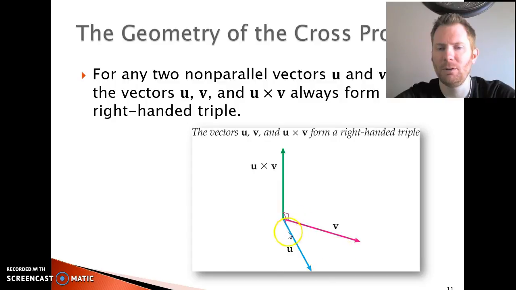If you imagine putting your index finger in the direction of u and your middle finger in the direction of v, your thumb will point in this direction, assuming you're using your right hand. And that tells us the direction in which u cross v points. So it turns out that u, v, and the vector u cross v always form a right-handed triple in R3.